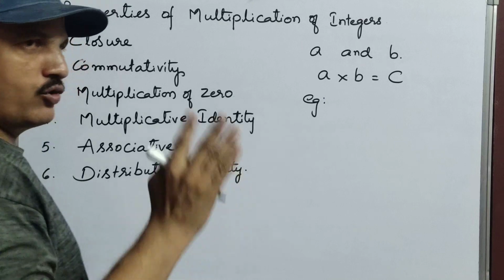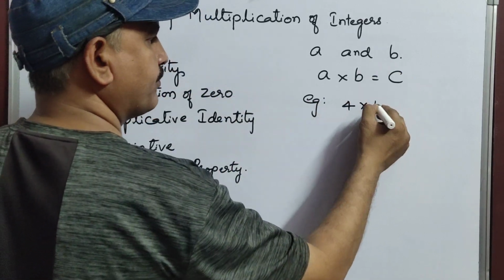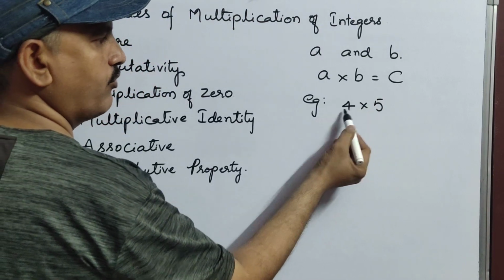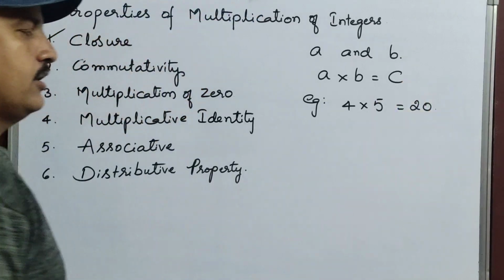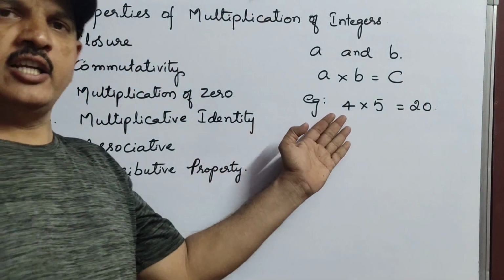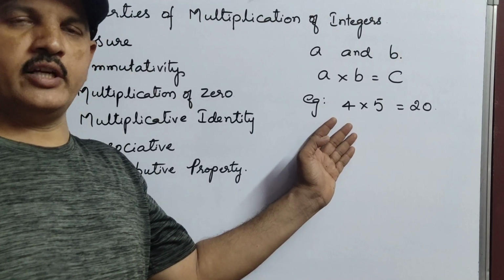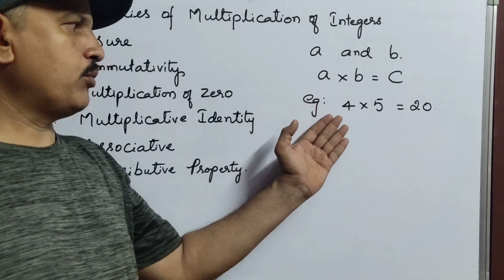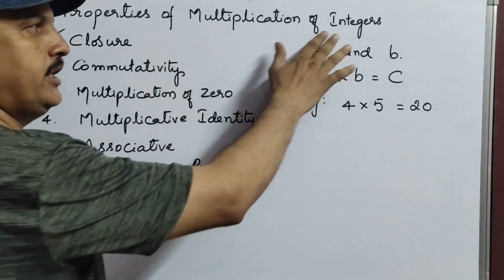Suppose A value I took 4, B value I took 5. So A value how much I took? 4 and B value 5. 4 5s are how much? 20. That means even if you want, you can take negative numbers. As I told you, integers, any numbers, positive or negative, both you can take. You can take one positive, one negative. Both negative also no problem. But they should be integers.